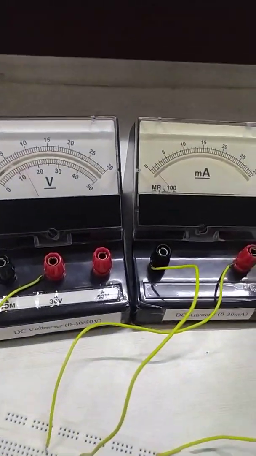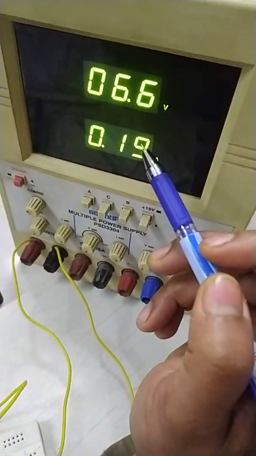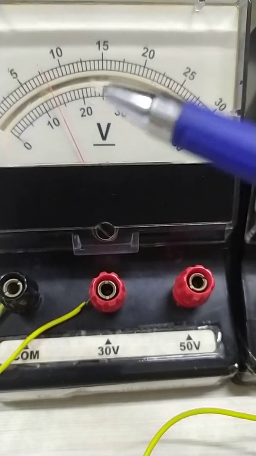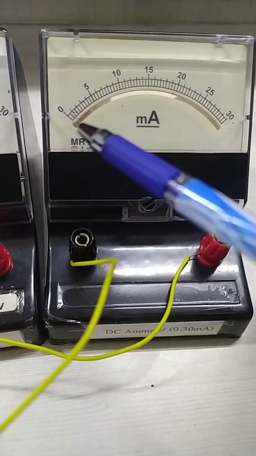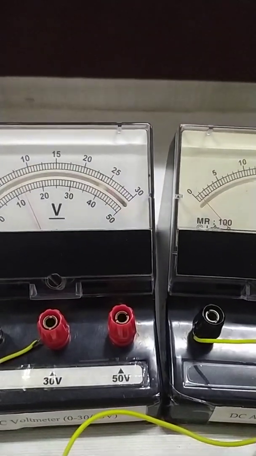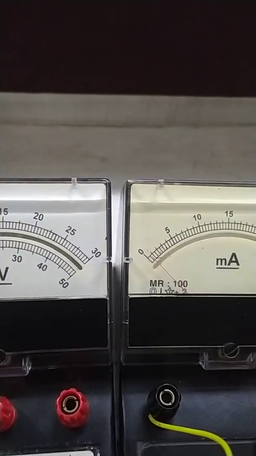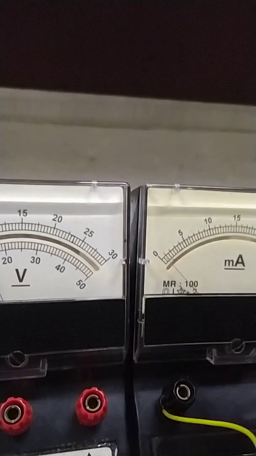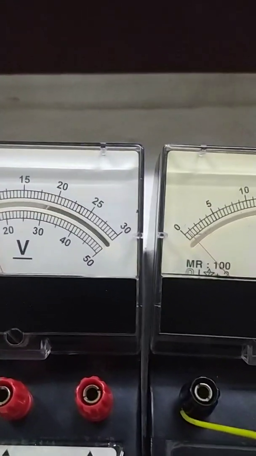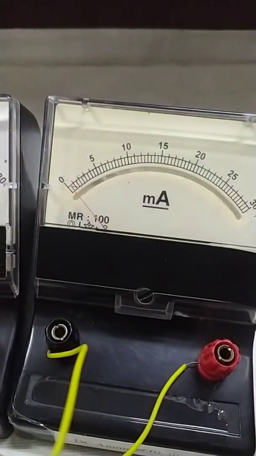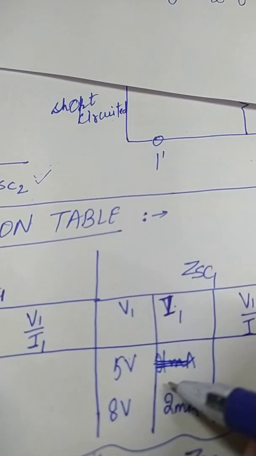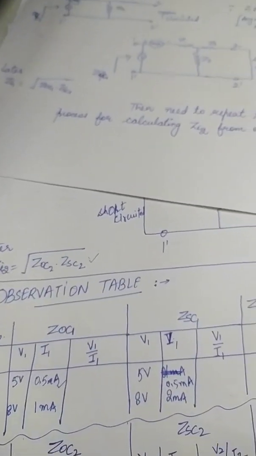What change you will see here is that if I calibrate the voltage from my DC power supply to nearly 6.6 volts, on the voltmeter I get nearly 8 volts. What is the value visible on the milliammeter? It is approximately 1 milliampere. Actually, this value is nearly the same as 0.5 milliampere only, so we can make the correction here. So this is 0.5.